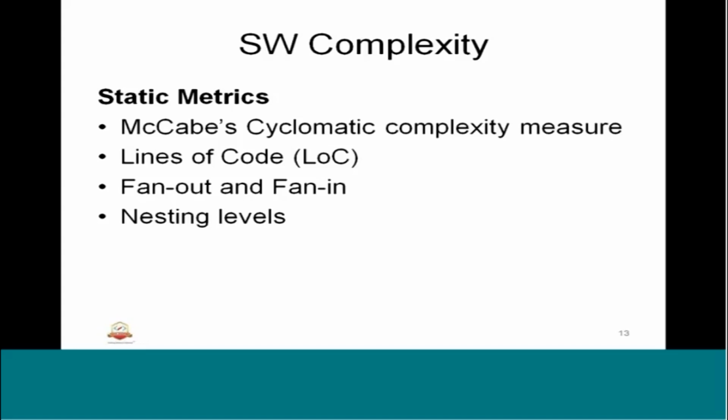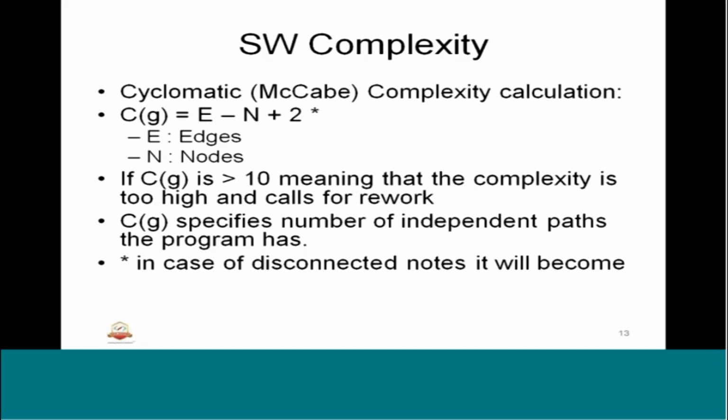As I said, software complexity is one of the important aspects of software static analysis. McCabe's cyclomatic complexity measure is one, lines of code is one, fan out and fan in, nesting levels. So these are some of the metrics that are used. We will try to understand at least the McCabe complexity. What is the McCabe complexity? How has it come?